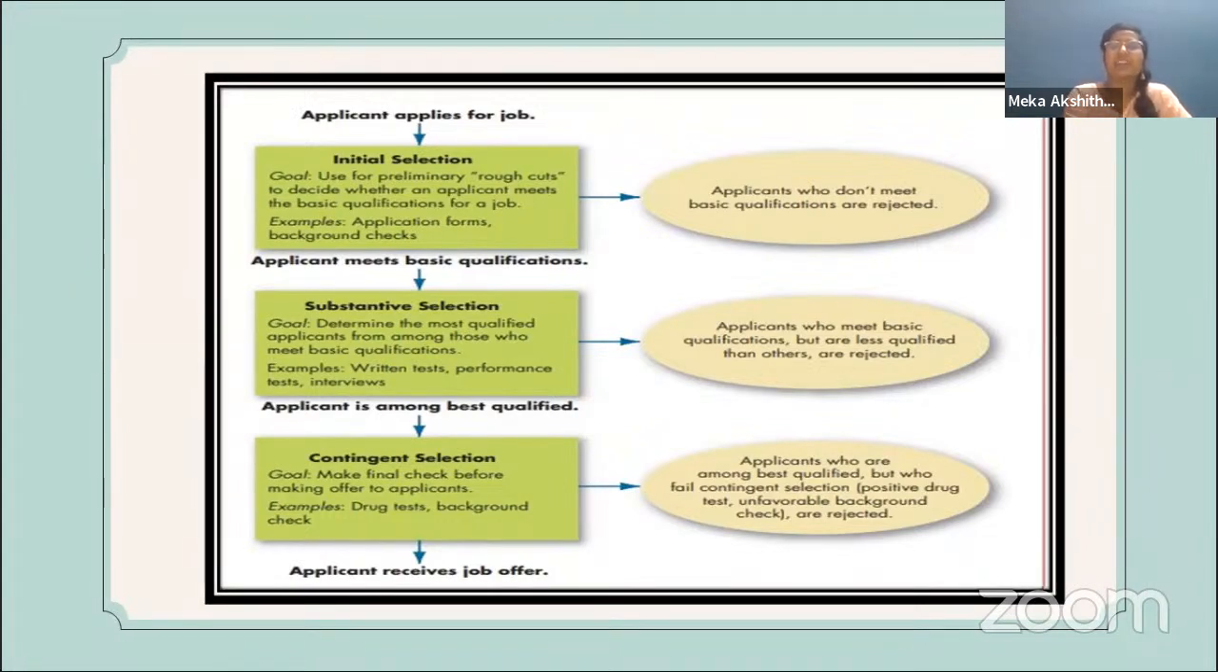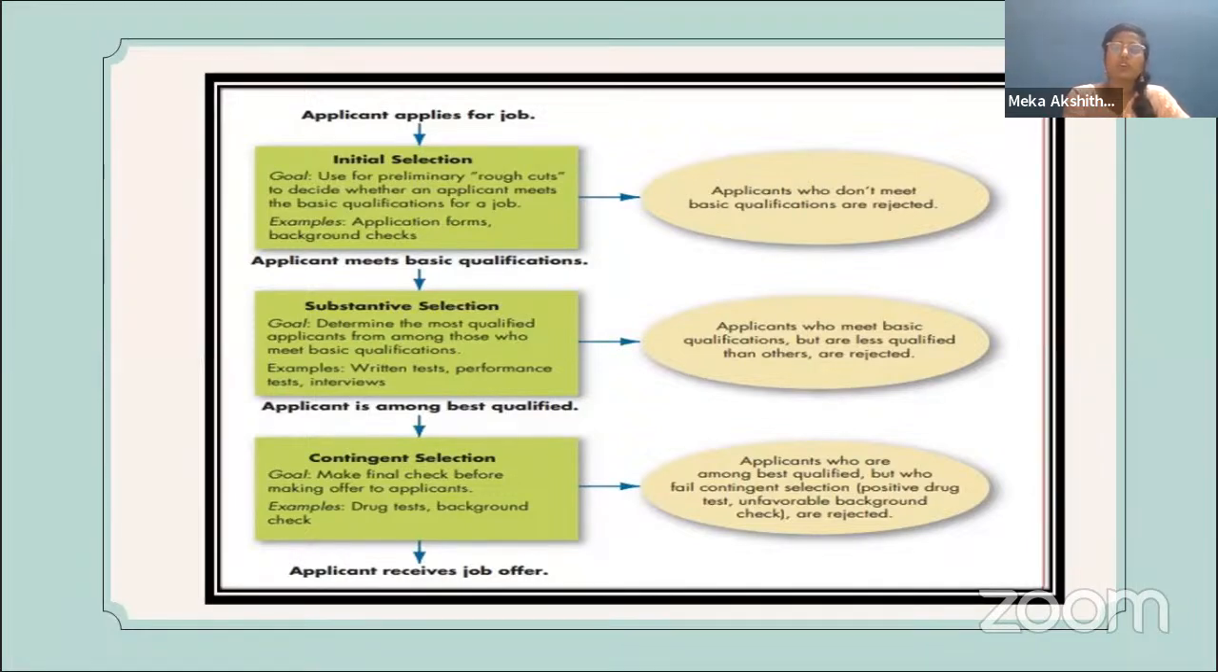Then after the basic qualifications have been met, as in the candidates are fulfilling the eligibility criteria, we would be moving to substantive selection. This stage is mostly called the heart of the selection process. Why? Because in this stage, we would know who is the best qualified candidate for this job.